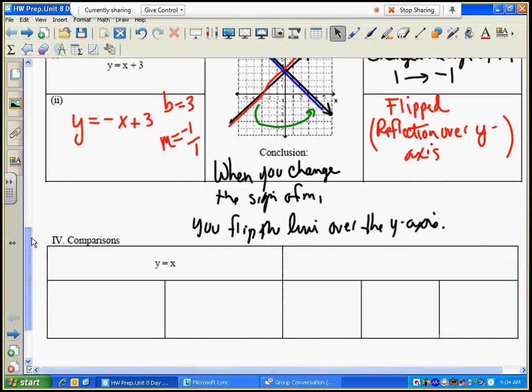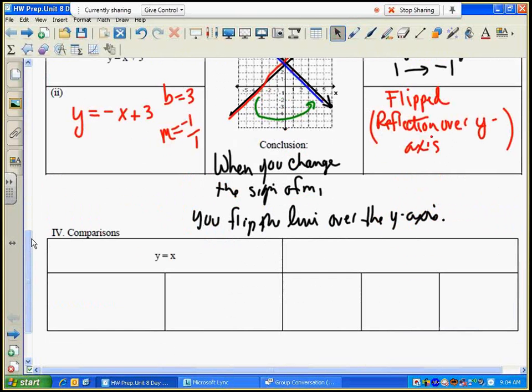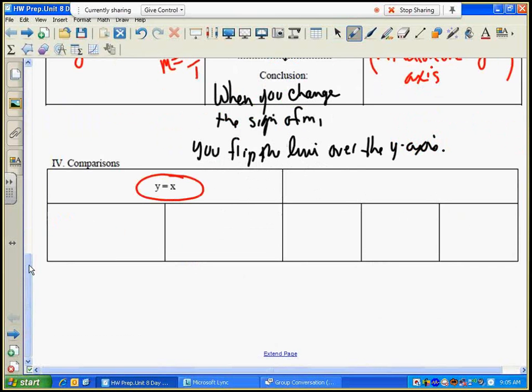Okay? All right, lastly, I want you guys to do some comparisons here. And what I'm going to do is I'm going to start throwing all three of these changes together. So remember, if you change the b, you can shift the line up or down. If you change the m, you can make the line more or less steep. If you change the sign of m, then you flip the line over the y-axis. Okay? So what I'm going to do is I'm going to have you guys start with the parent here, the y equals x. And I'm going to give you guys some new equations. So let's say I have y equals 3x plus 2. I want you guys to just be able to look at the equations and tell me whether those three changes above have occurred. And let me show you how to do that.